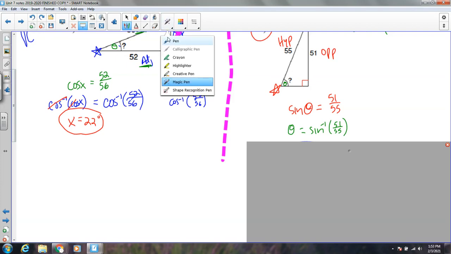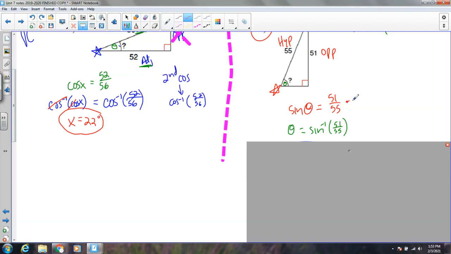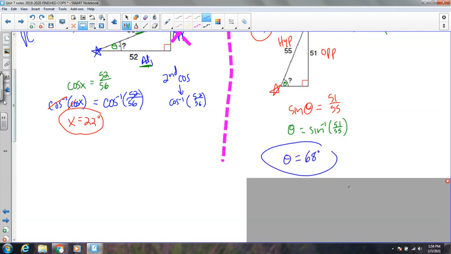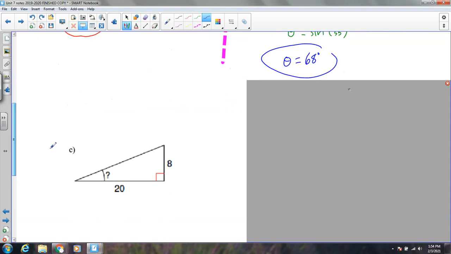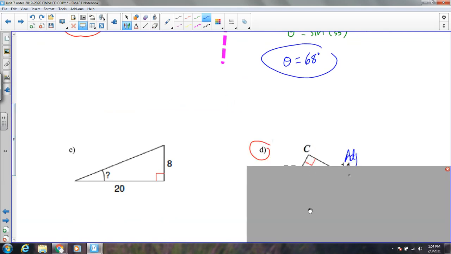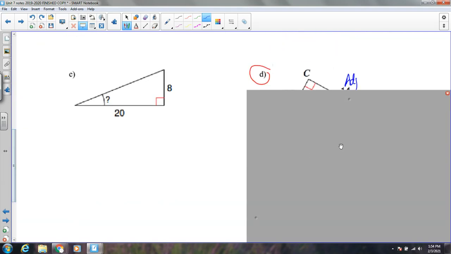All right, be really, really aware. The biggest mistake here is people always want to go like this and do times 55 on both sides. You don't need to. We're almost done right at this first step. All we have left to do is type that inverse into our calculator. All right. And then same thing for letter D.